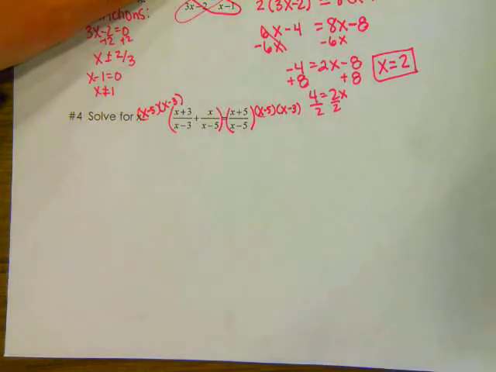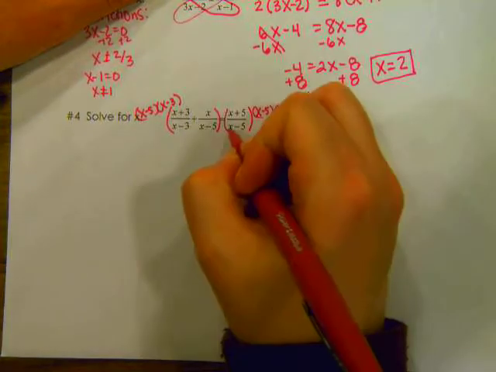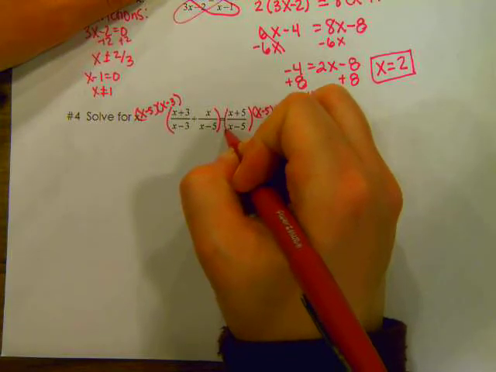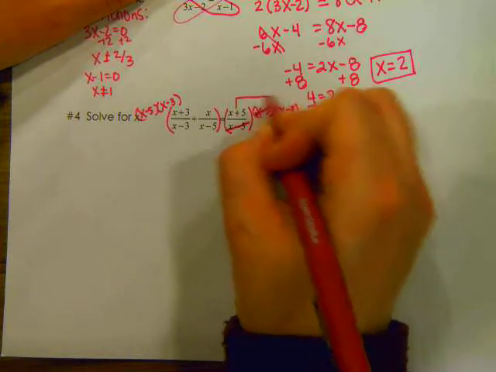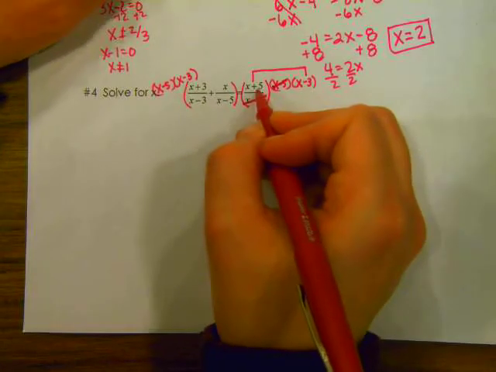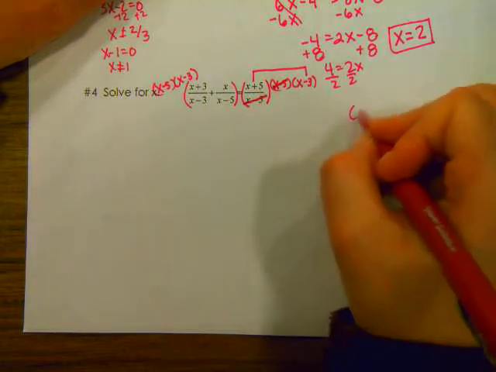Okay, so on the right side, right away, this x minus 5 will cancel out with this x minus 5. But you still have to multiply x plus 5 times x minus 3.